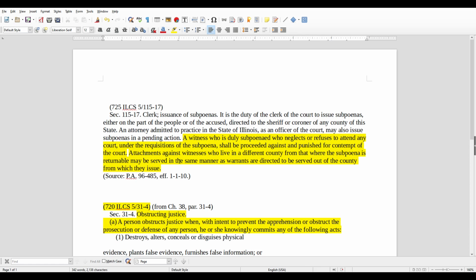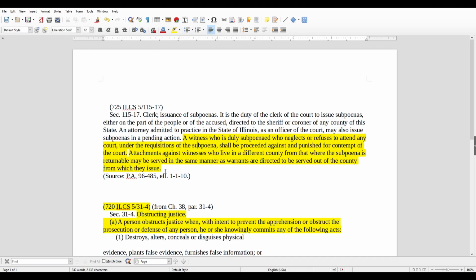And then it goes on to say attachments against the witness who lives in a different county from that where the subpoena is returnable may be served in the same manner as a warrant directed to be served out of the county from which it was issued, right? So now it looks like the prosecutors have even more tools at their disposal. Not only can they subpoena them, but they can also issue a warrant for the witness's arrest. This would entail the witness being arrested and taken to the prison or the local lockup and held in place until it's time to have an actual court hearing.